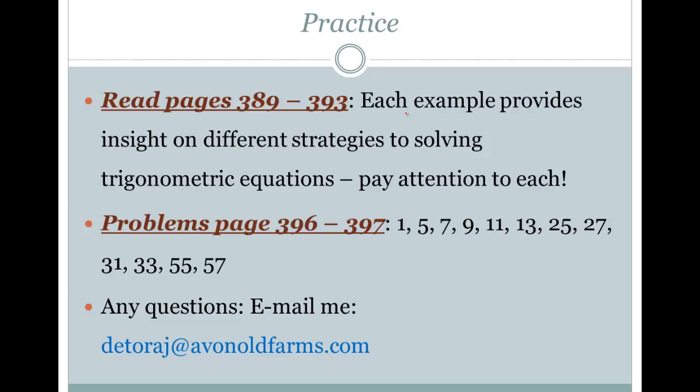Look at graphs. If you're confused as you're going through some of these examples, graph the function. Look on your calculator. Look on 0 to 2 pi. Find out how many solutions you're supposed to have, and then you can plug back in. There are ways to check whether or not you got the right solution.